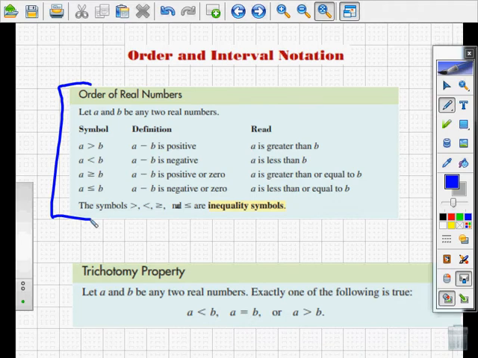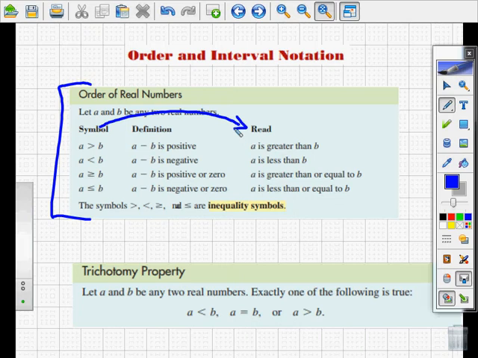It says, order of real numbers. Let A and B be any two real numbers, where A is greater than B, A is less than B, A is greater or equal to B, A is less or equal to B. What I did is, using the symbols, I read it. We all should know how to do that.